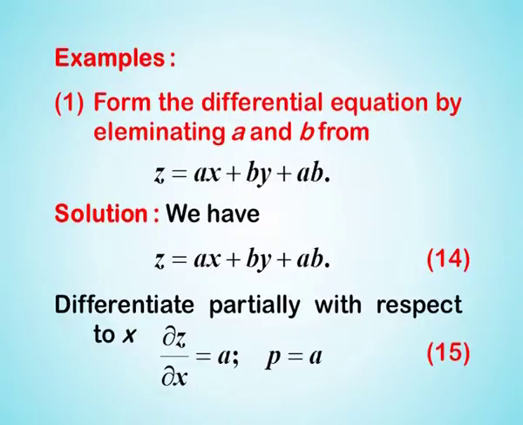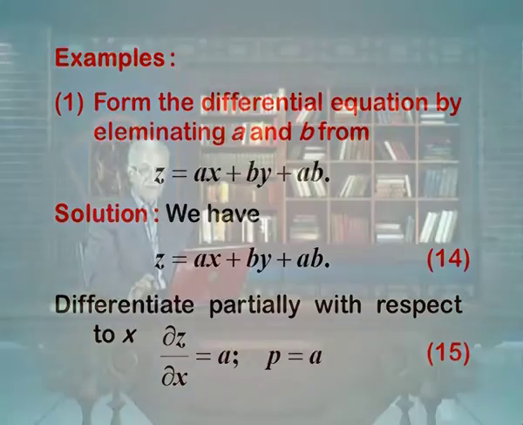Look here, this is dz/dx partially, keeping y constant, and then ab being constant will give 0. Because of this, it will be 0, and so ax will give you only a. In place of dz/dx by notation, I can put p is equal to a. That gives us equation 15.